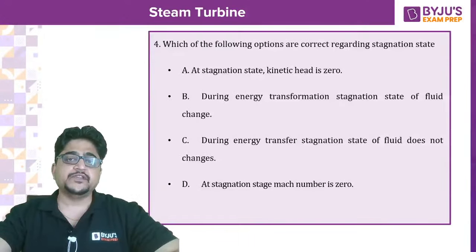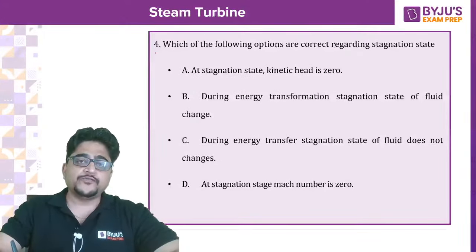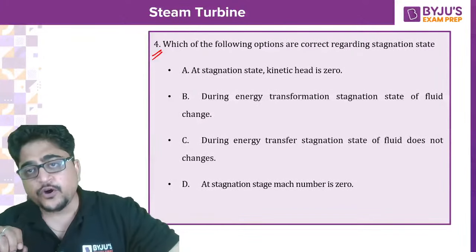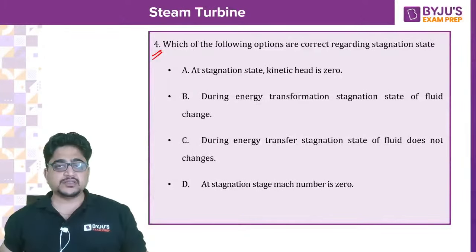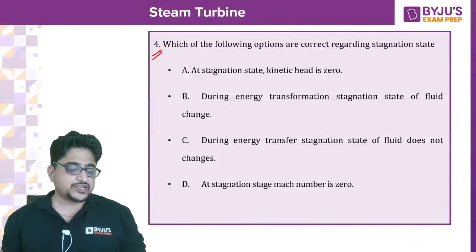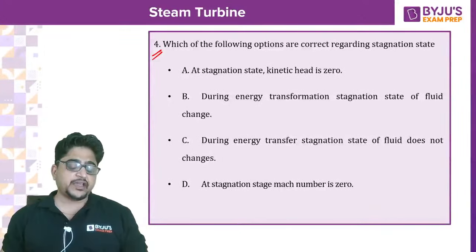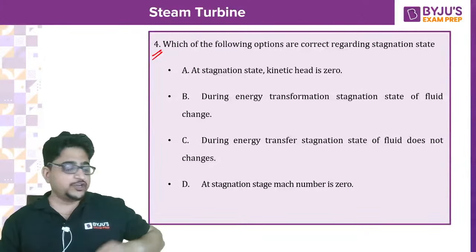So let us proceed with question number 4. All of you solve this question. Which of the following options are correct regarding stagnation state? Do you know what the stagnation state is? When the velocity becomes absolutely zero.